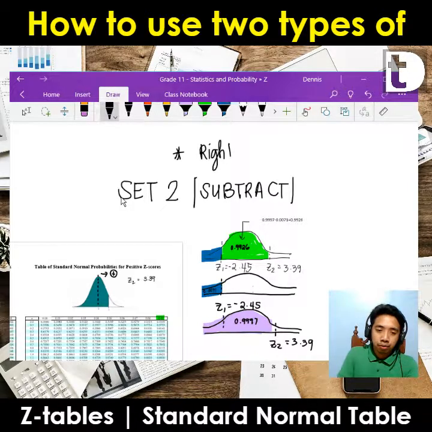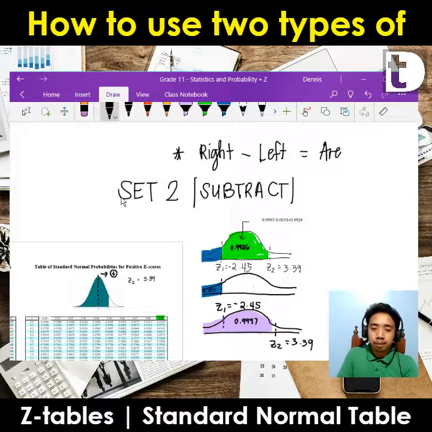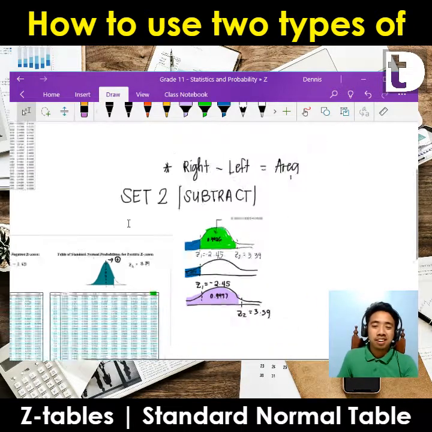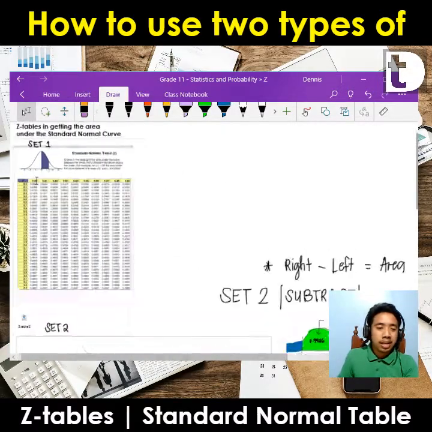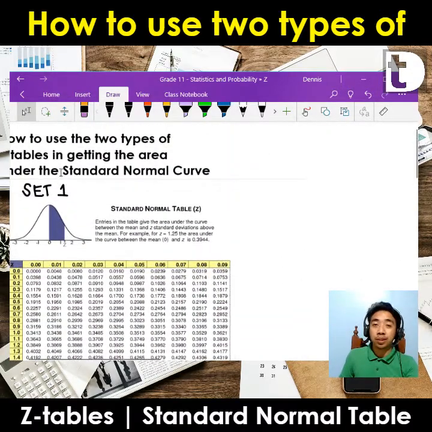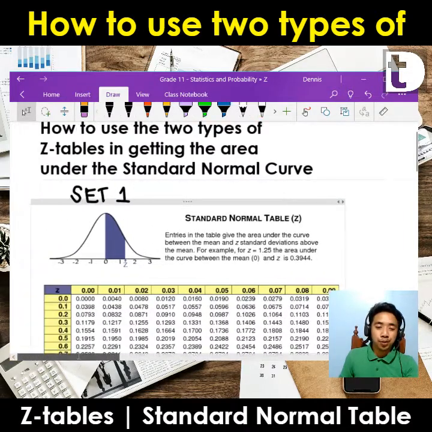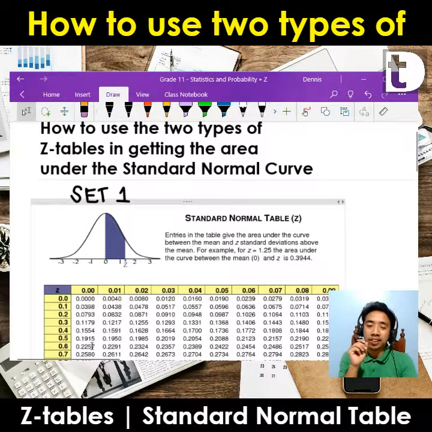Or you can use this mnemonic: right minus left. Okay, so if you use the right table, the values that you get there minus the values that you get from the left, that is going to be your area. So don't forget this. Please don't let your brain confuse you, since it's coming from the right.